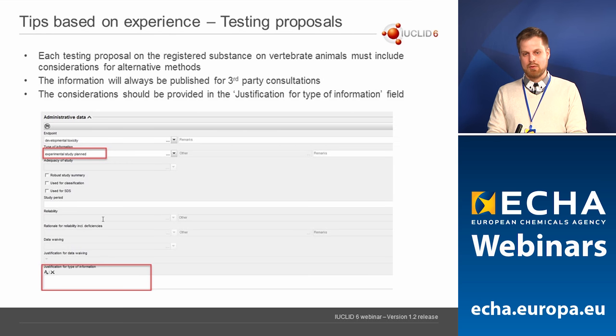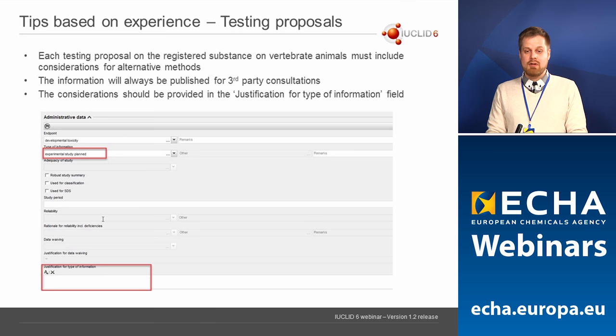Moving on to the testing proposals. Each testing proposal on the registered substance and on vertebrate animals must include consideration of alternative methods, which means that if you select experimental study planned in the highlighted field on the upper part of the screenshot, then you must provide the consideration for alternatives in the text box highlighted below.